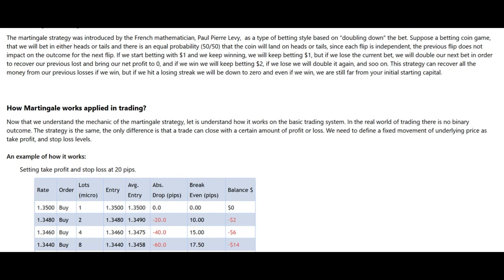If we start betting with $1 and we keep winning, we'll keep betting $1. But if we lose the current bet, we'll double our next bet in order to recover our previous loss and bring our net profit to zero. And if we win, we'll keep betting $2. If we lose, we'll double it again, and so on.